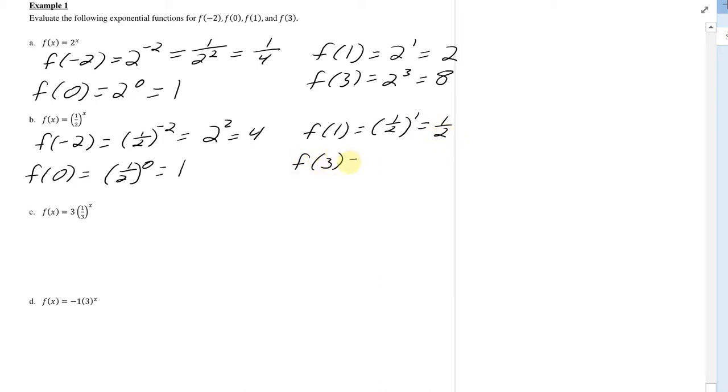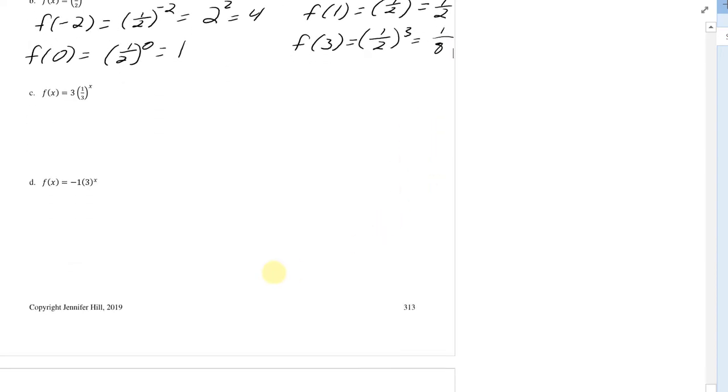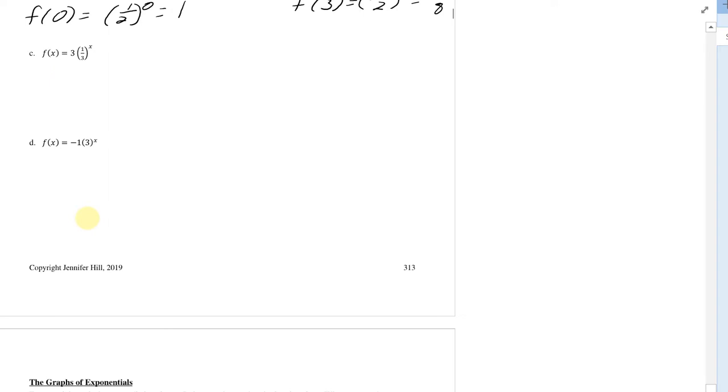And then finally I've got f of 3. So 1/2 to the third. So 1 to the third is 1. 2 to the third is 8. So this becomes 1/8. So now what I want you to do is just pause the video for a moment and try these two examples. Hit play when you're ready.